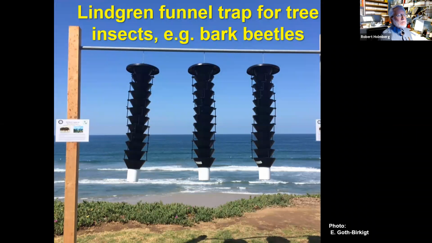Here's another set of funnel traps. This is the Lindgren funnel traps. This is used for tree insects, especially bark beetles. So they are attracted to this vertical dark structure that looks like a tree trunk to them. They fly into it. It stops their momentum. They fall down through one or several funnels and then get collected in a collecting fluid at the bottom.